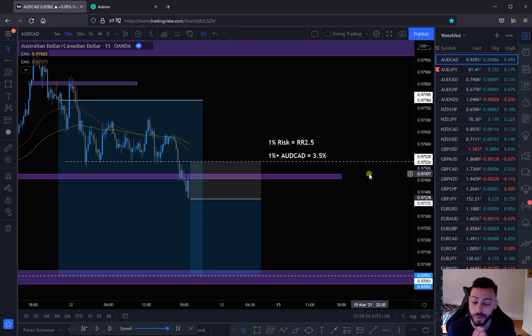So you can also do this when you manage live trades. You can trail your stop loss, so you can keep moving your stop loss above structure, trying to maximize all those profits. That's one way to also manage your live trade.